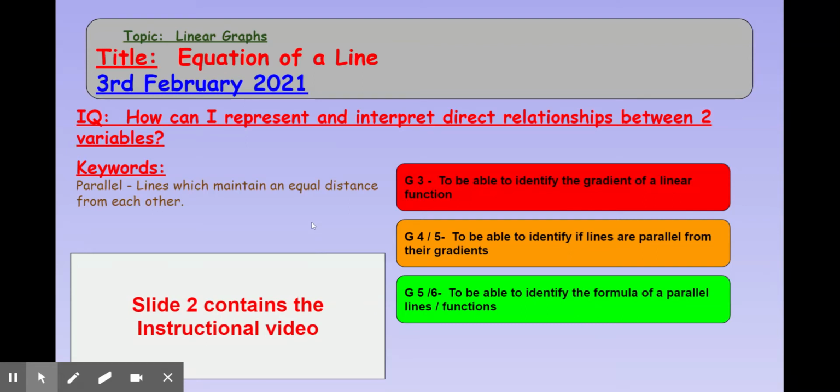Hello everyone. In this video, we're going to look at how we can find out the equation of a line. A key inquiry question: how can I represent and interpret direct relationships between two variables?